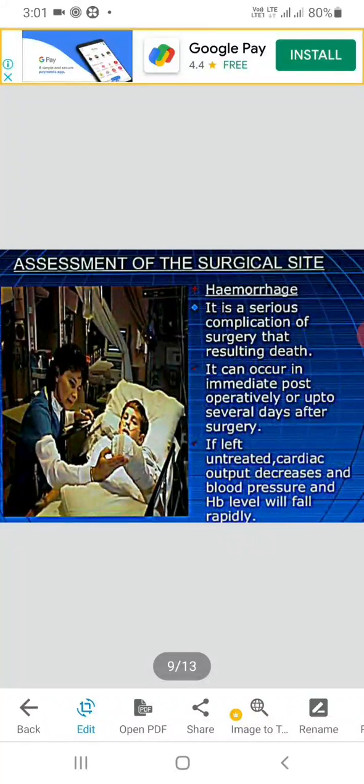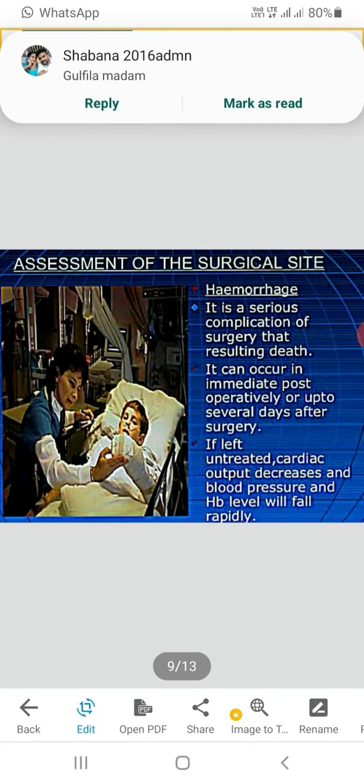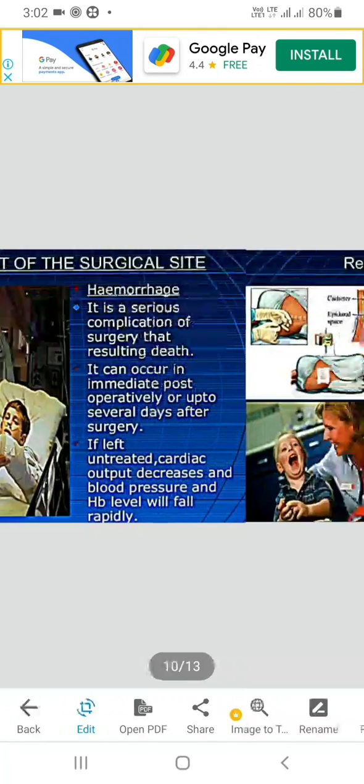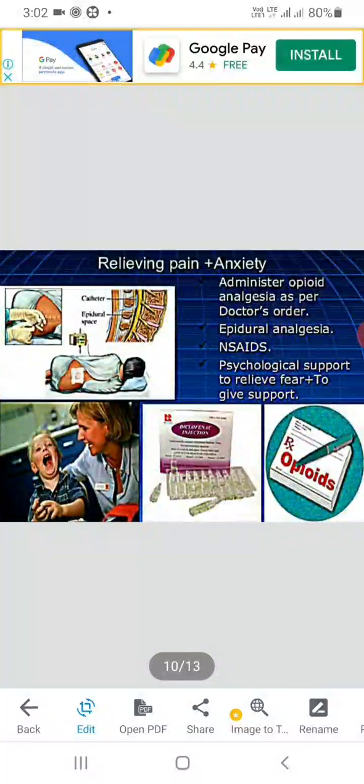Hemorrhage is a serious complication of surgery that can result in death. It can occur immediately postoperatively or up to several days after surgery. If left untreated, cardiac output decreases and blood pressure and hemoglobin level will fall rapidly. Then for relieving pain, if the patient has more pain, administer opioid analgesic as per doctor's order, epidural analgesia, NSAIDs, and psychological support to relieve fear.